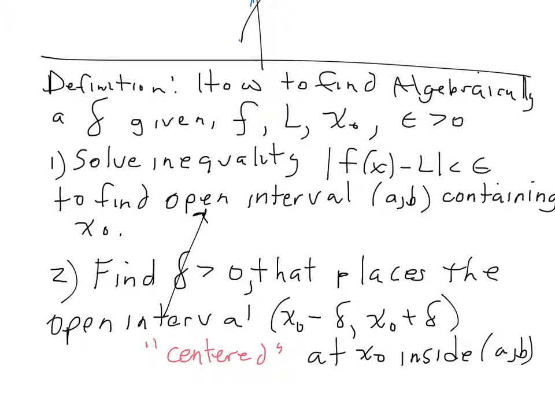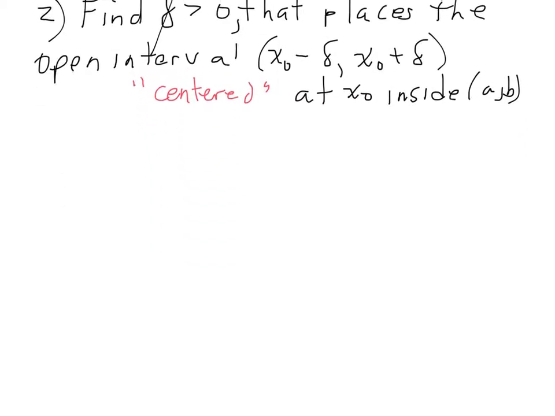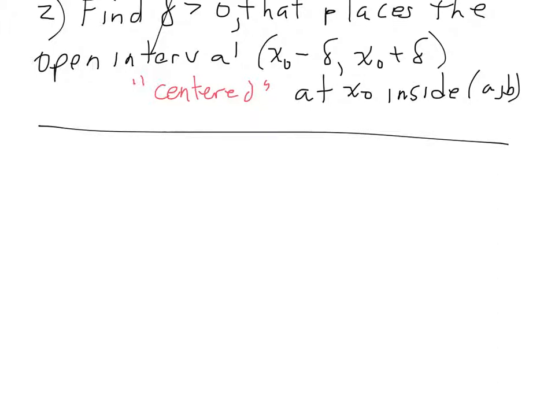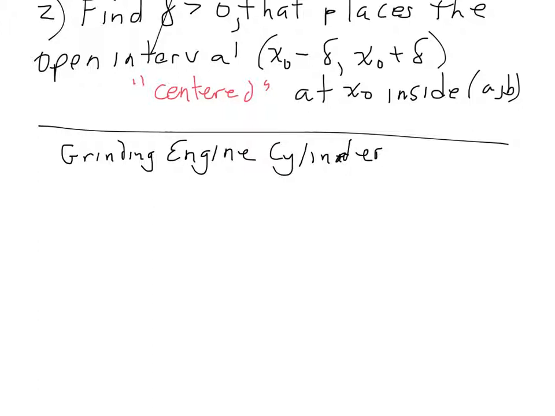Let me go ahead and do the... I don't have my paper, but I will put it in Blackboard. I have a word problem, and you can just say this is a grinding engine cylinder, if I can spell cylinder. Forget that E.